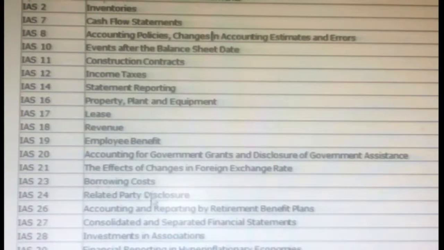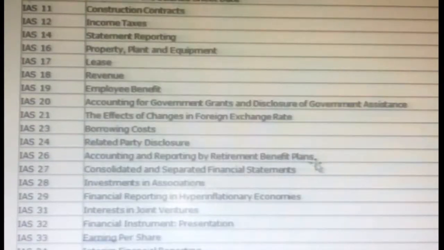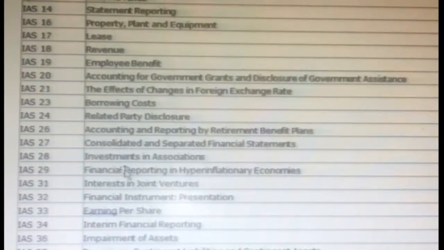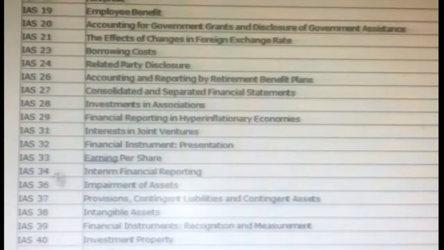Then 23 borrowing costs. Then International Accounting Standard 24, related party disclosures. Then accounting and reporting by retirement benefit plans under 26. And 27 stands for consolidated and separate financial statements. Then 28 investments in associates. 29 financial reporting in hyperinflationary economies. Then 31, interests in joint ventures. 32 stands for financial instruments presentation, correct. Then 33, there we also discussed accounting standard earnings per share.